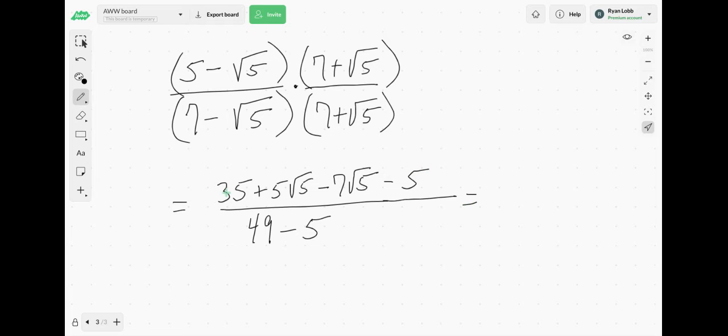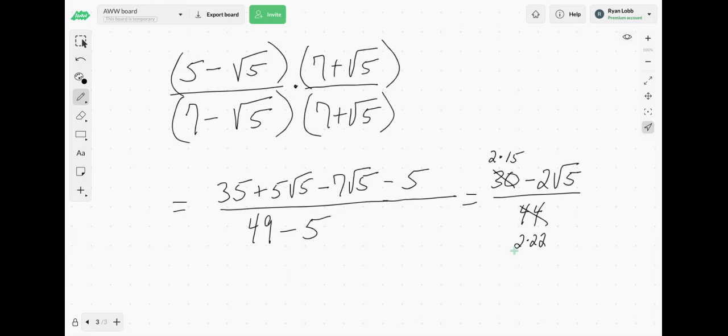Now, what do we have? Well, we have 35 minus 5, 30. We have 5 square roots of 5 minus 7 square roots of 5 would be minus 2 square roots of 5 over 49 minus 5, 44. Now here we've not simplified yet because we notice that this term is 2 times 15 minus, here we have a 2 here, and this is 2 times 22.